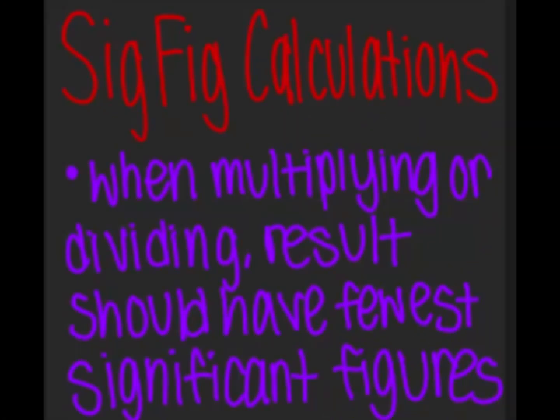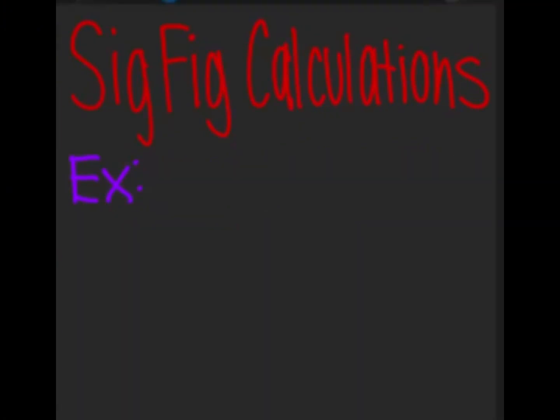Now for the second rule. The second rule is when multiplying or dividing, the result should have the same number of significant figures as the number with the fewest significant figures. Now let's do an example. So let's say we had decimal numbers 4.56 and 1.4.